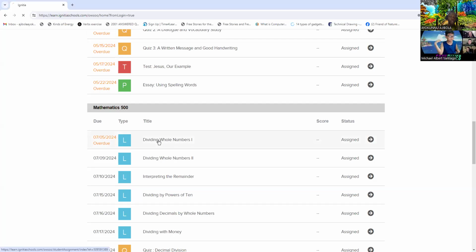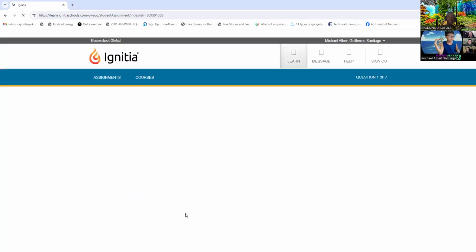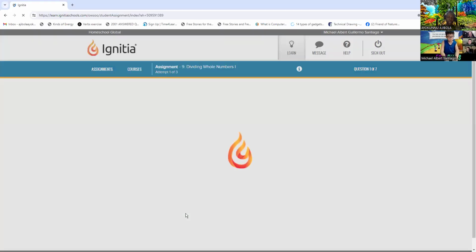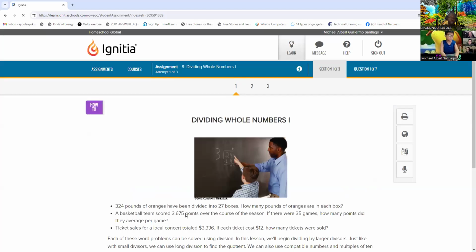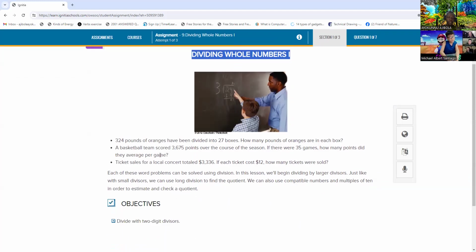So the first thing we're looking at today, and I want us to work as fast as possible today, okay? Good. Dividing whole numbers. I remember we did this the last time, but we just have to continue and try to finish it.